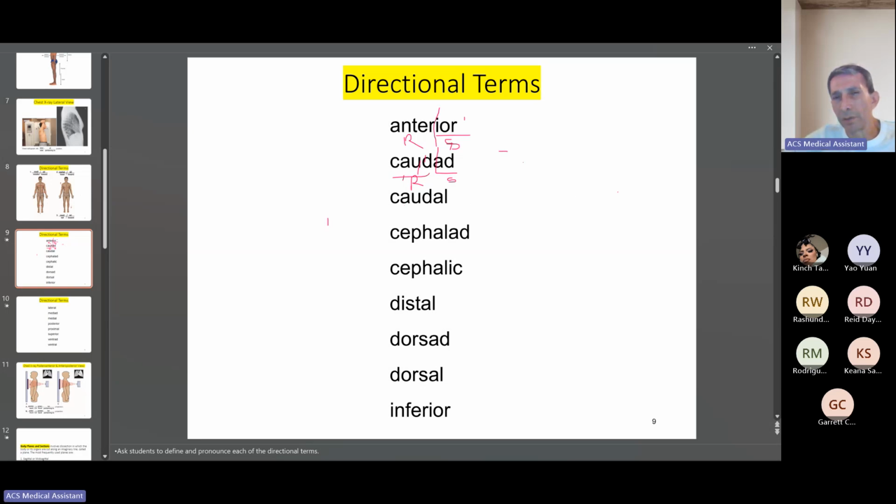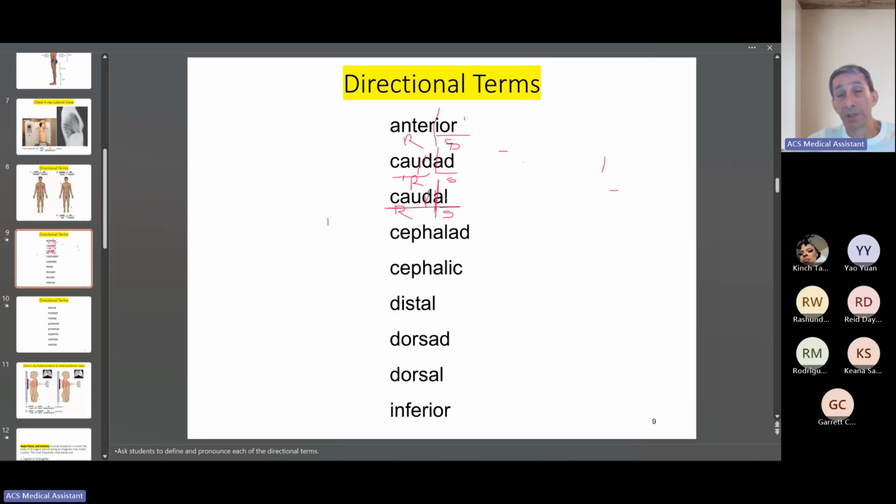Now we have caudal. Remember, we're not going to mix them up because these are totally different terms. So this is AL, the suffix, and this is the word root. We know already that this is the word root. But this AL means pertaining to the tail, pertaining to below. That's how we are going to manage these medical terms.